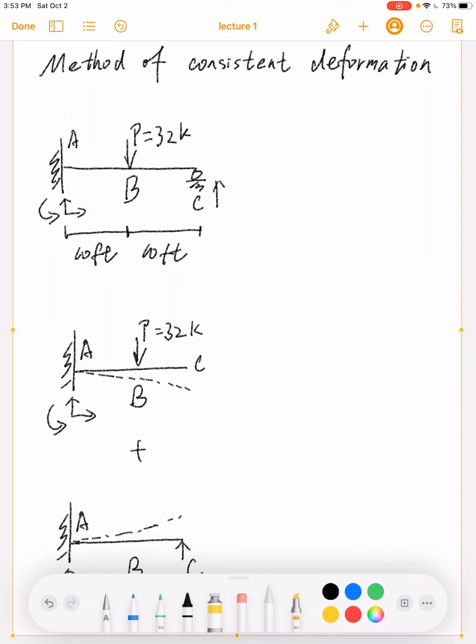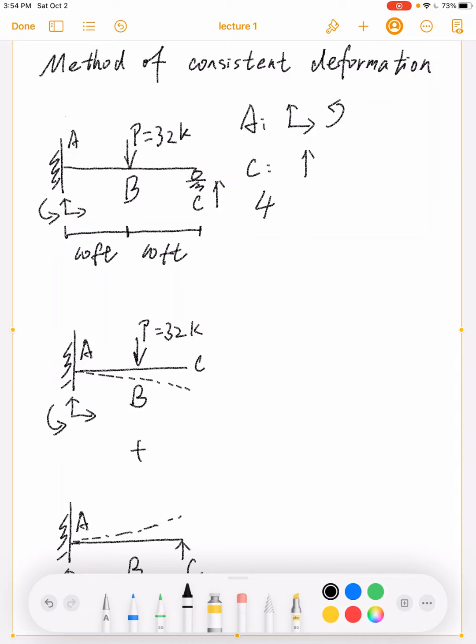Hello everybody. In this video, we're going to use the method of consistent deformation to solve the reactions and the internal forces of a statically indeterminate structure. This structure has a fixed support at point A. So at point A, we have a vertical force, a horizontal force, and a bending moment. At point C, we have a roller support, so there is a vertical force pointing upward.